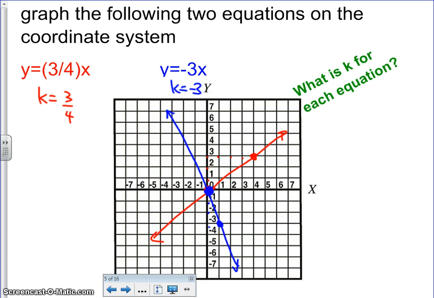Both of them go through the origin. Remember, if you ever get an equation and there's a number hanging out on the end, like +3 or -2 or something like that, that's going to make it not a direct variation. What we're really saying is all direct variations have a y-intercept of 0, but we don't write +0, so it's just in the form y equals kx.